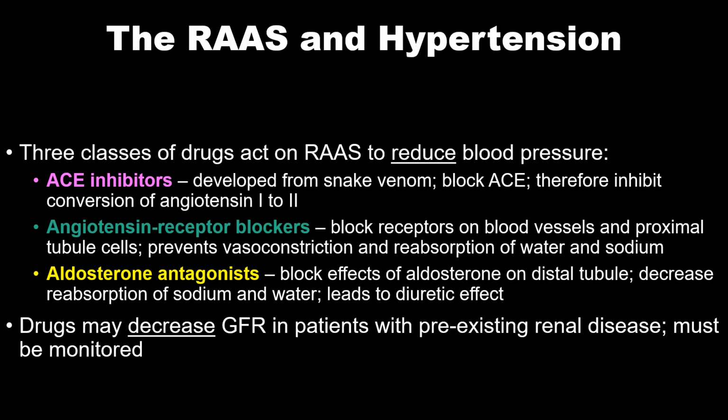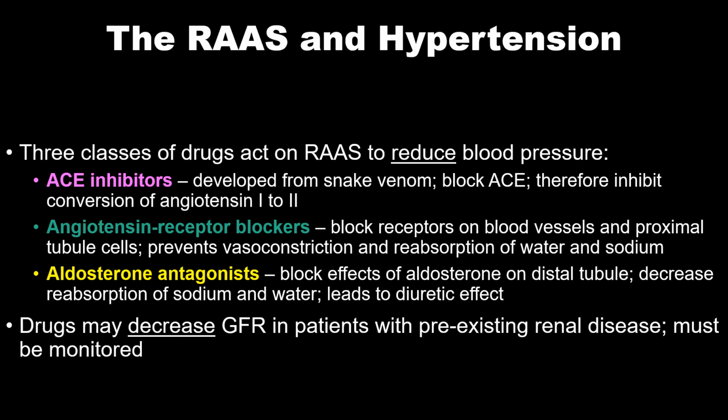Now, there are 3 classes of drugs that act on the RAAS to reduce blood pressure. And basically, all these drugs work to lower blood pressure. First, you have ACE inhibitors. This class of drugs that's actually developed from snake venom blocks angiotensin converting enzyme and therefore inhibits the conversion of angiotensin 1 into angiotensin 2.